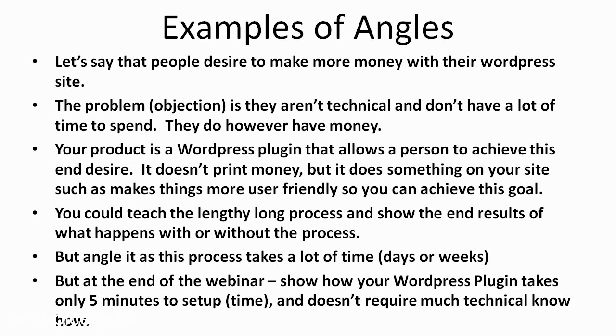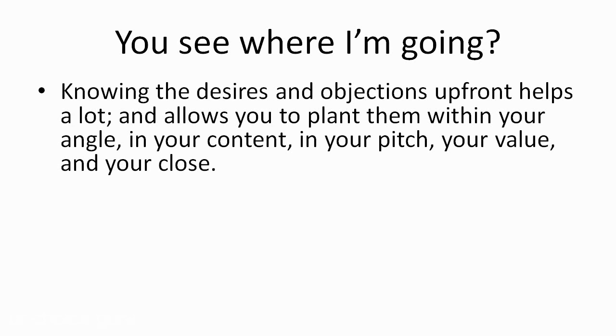So think about it. If their objection is they aren't technical and you tell them this doesn't require a lot of technical know-how, and they don't have a lot of time to spend, and you can say this speeds up the process, they do have money, then that's what you can do. If they don't have a lot of money, you can do payment plans and you can adapt to solving their objections. So you see where I'm going with this? You see how powerful this is? Knowing the desires and objections up front helps a lot.